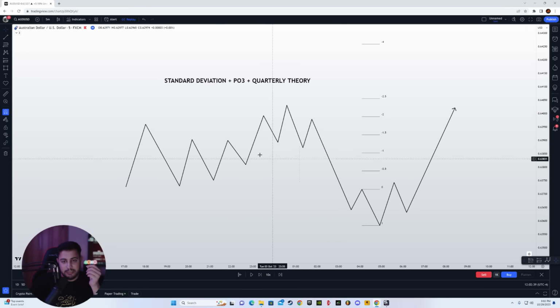So how do you actually use the standard deviation? So let's say there's an accumulation phase, right? And you want to measure the manipulation move. You want to know when the manipulation phase is going to end so you can then trade the original move.